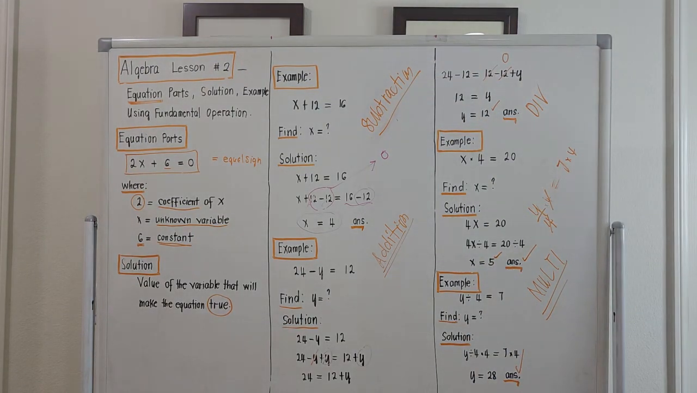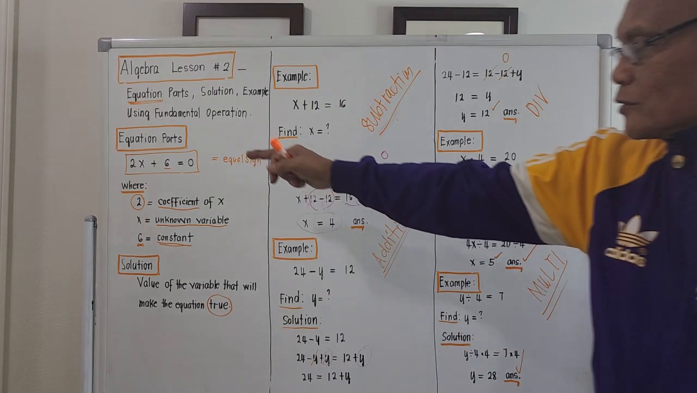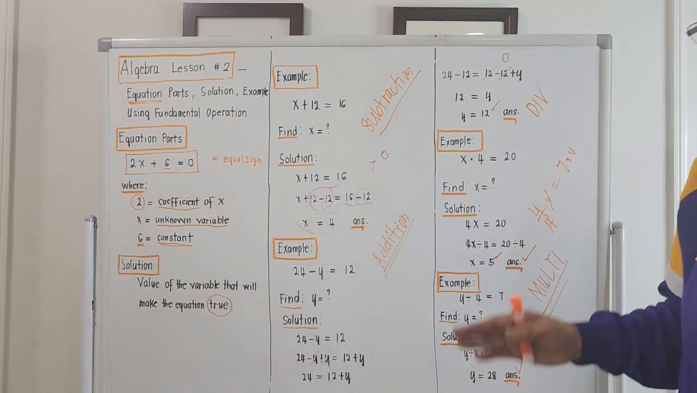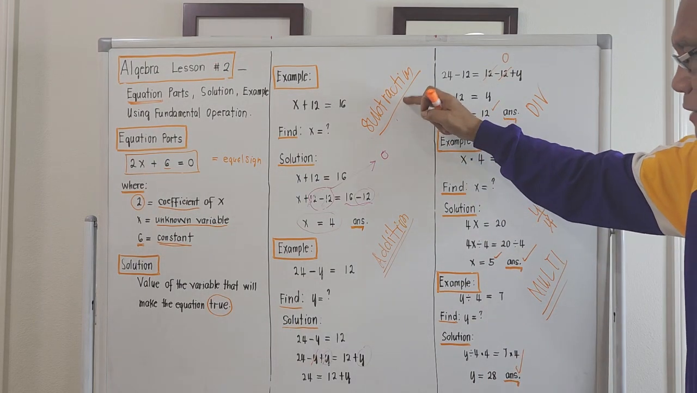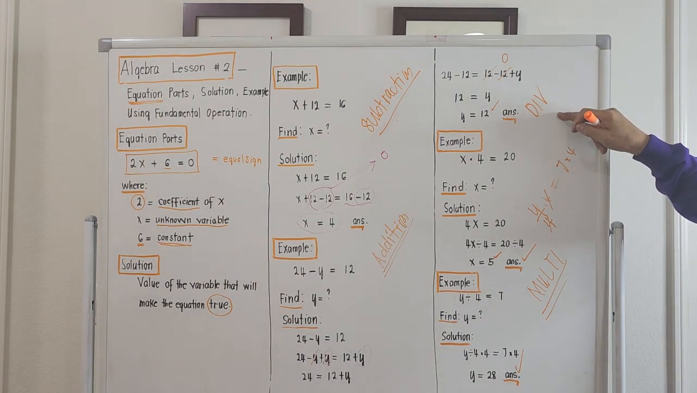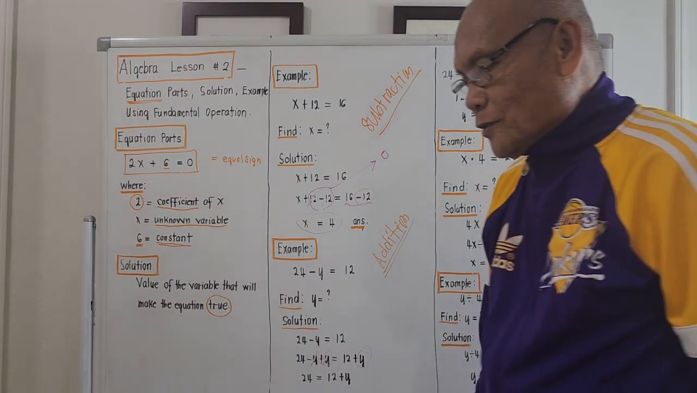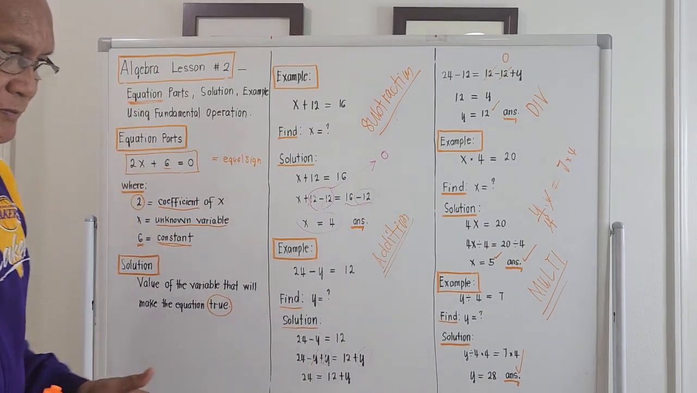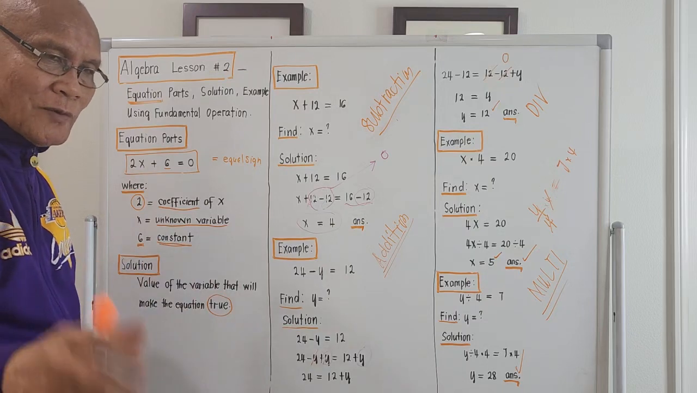Okay, that's it, guys. So for tonight, our topic was the definition of equation, what is the solution of an equation, and 4 example problems that involve the fundamental operations: subtraction for the first one, addition for the second one, division for the third one, and multiplication for the fourth one. So for those of you who are just starting to study algebra, just be patient, okay? You follow this, you will pass algebra.